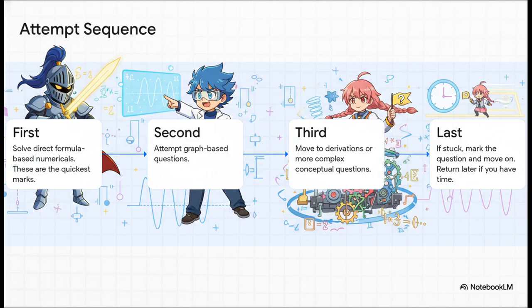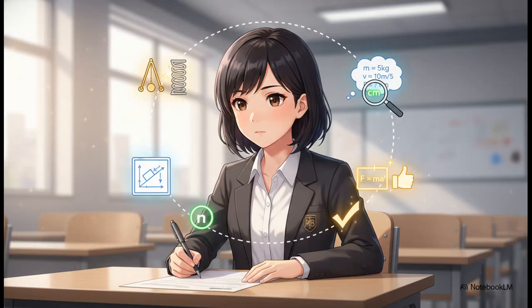You start with the low-hanging fruit, the direct formula questions. Those are quick marks. Then you move on. This whole process stops you from getting stuck on one hard question and wasting precious time. You grab the easy points first, build that momentum, build that confidence, and then you go back for the tougher ones. And these little things, these are the habits that save you from those painful, careless errors.